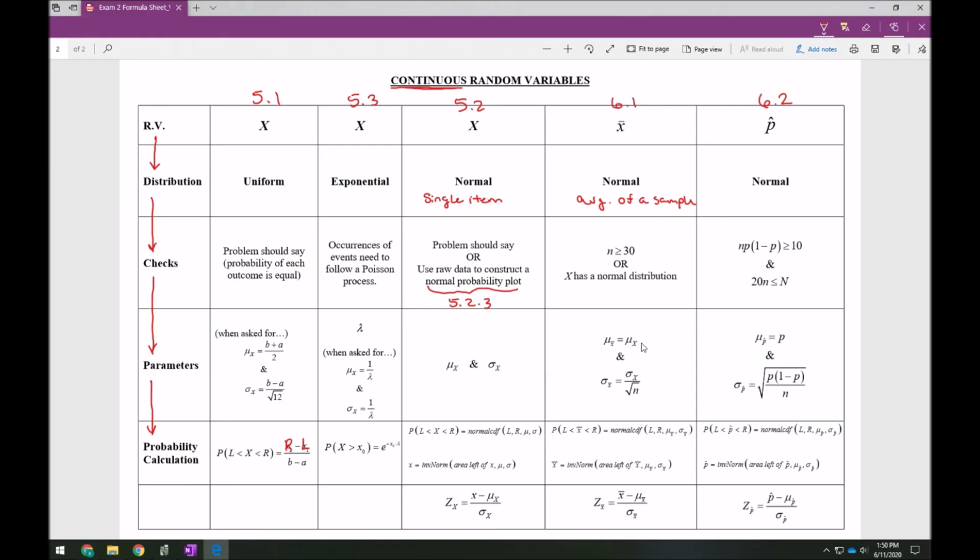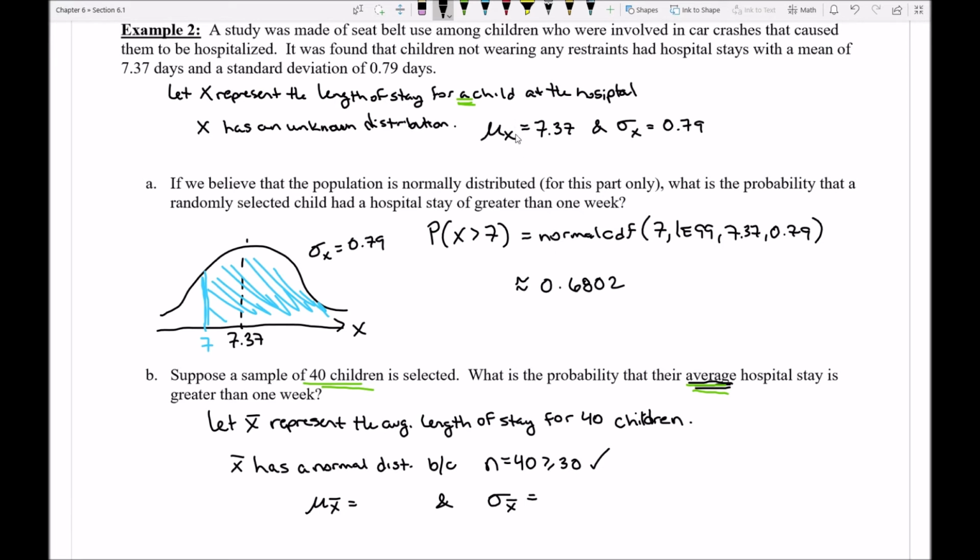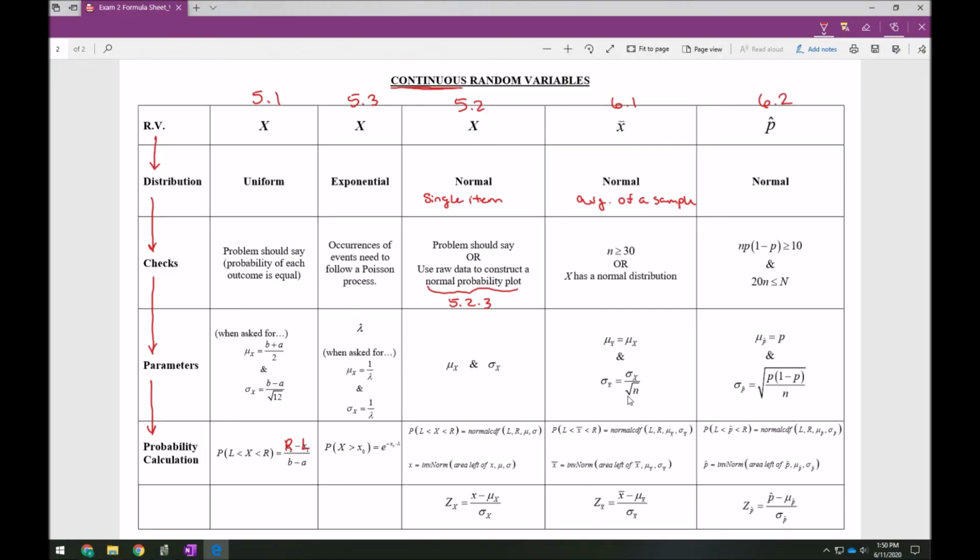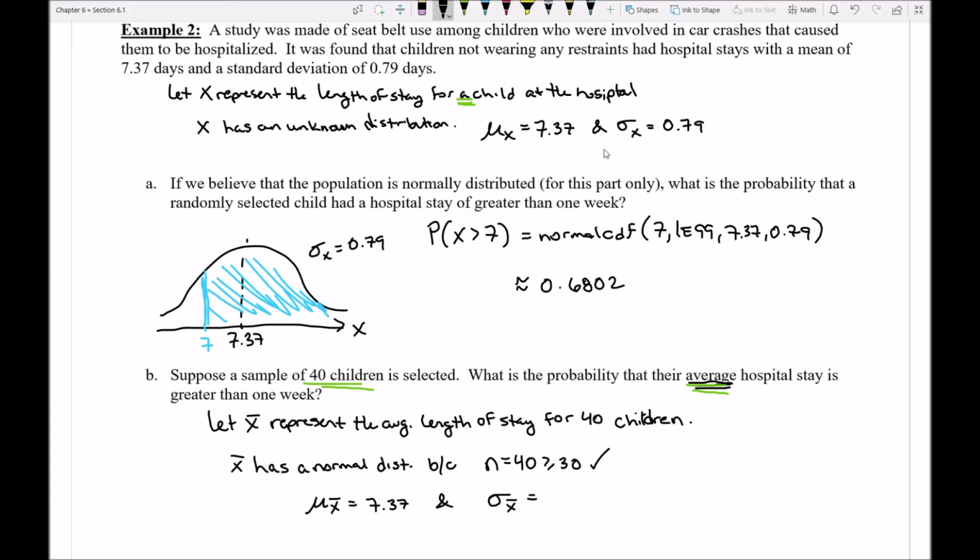Well, I'm going to follow the formulas from the formula sheet. The average for X bar should be the same as the average for X. So here's the average for X. That number up there has got to be the same as the average for X bar. The formula on the formula sheet then says that to find the standard deviation for X bar, you have to take the old standard deviation and divide by the square root of n. So I'm going to take the old standard deviation and divide by the square root of n, which is 40.